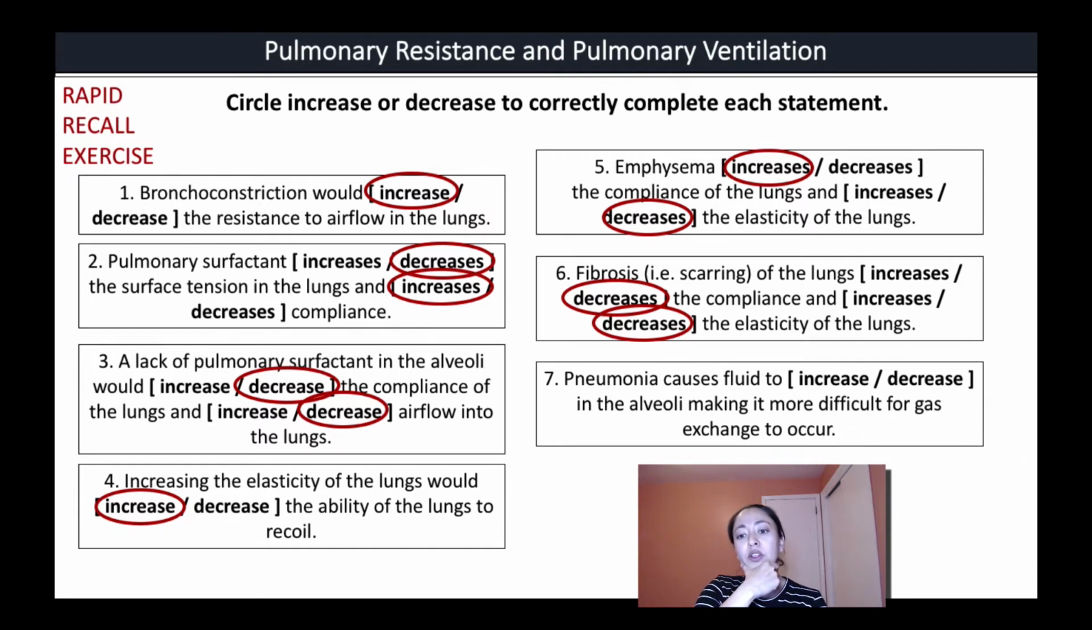Pneumonia causes fluid to build up in the alveoli, making it more difficult for gas exchange to occur, while increasing the amount of fluid makes it harder to breathe.